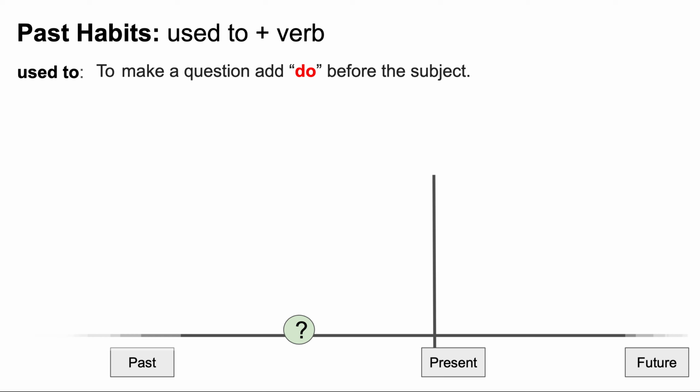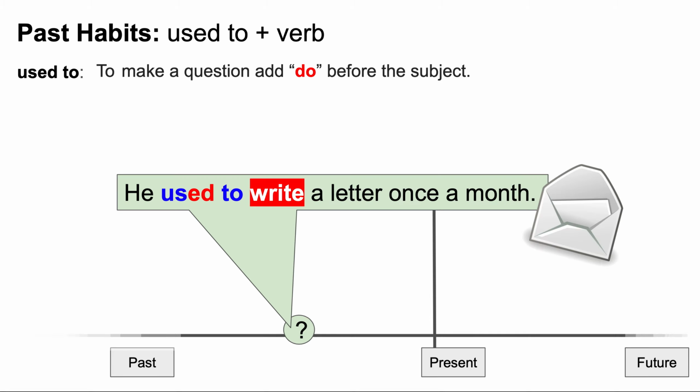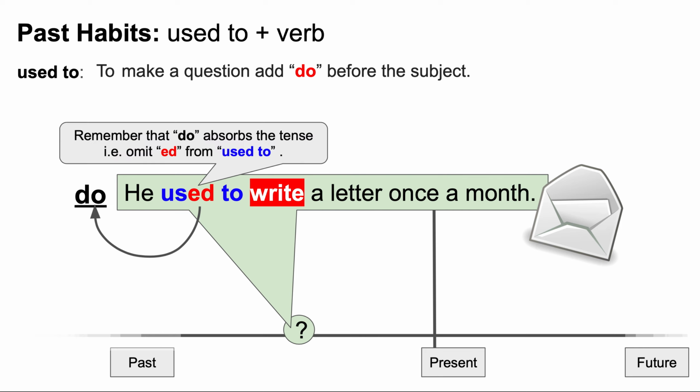To make a question, we add did before the subject. For example, he used to write a letter once a month. We're going to add did. But please remember that did absorbs the tense. That is, we omit the ed from used to. So, did he use to write a letter once a month?